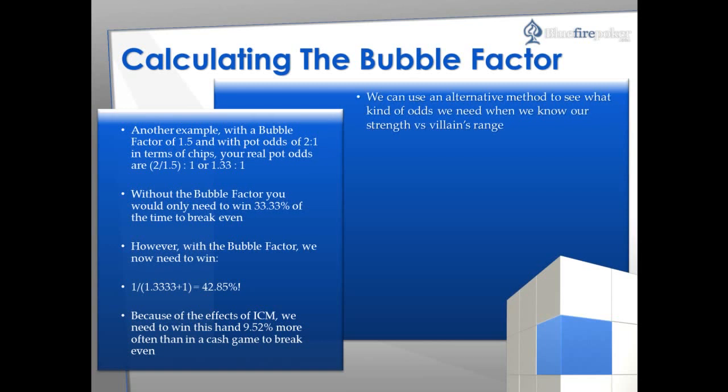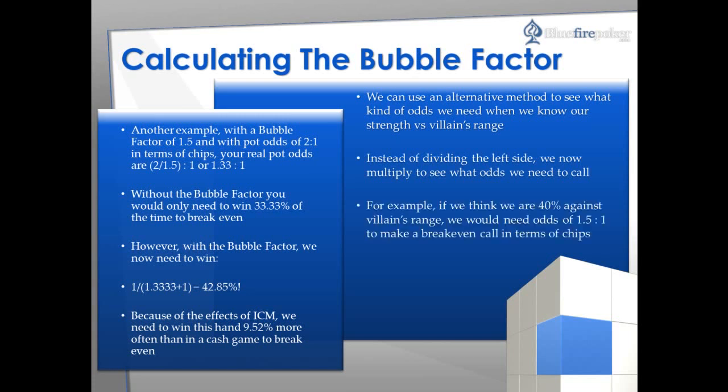We can also use an alternative method to see what kind of odds we need when we know our strength versus villain's range. And this is the method that was introduced in the book Kill Everyone. Instead of dividing the left side of the ratio, we now multiply it to see what type of odds we would need to call. So for example, if we think we're 40% against the particular villain's range, we would need odds of about 3 to 2 or 1.5 to 1 to make a break-even call in terms of chips. But if our bubble factor against this villain was 1.4, we would now need about 2.1 to 1 odds to call.